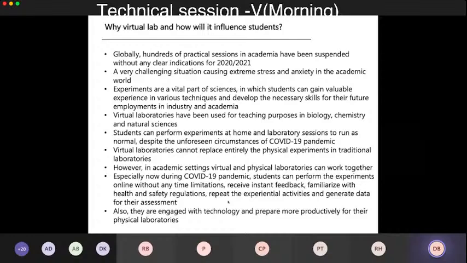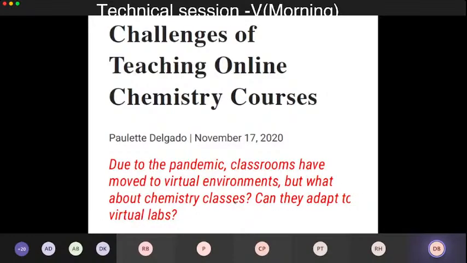That is a news item in Chemical and Engineering News, an ACS newsletter from the American Chemical Society, about the challenges of teaching online chemistry courses. Online chemistry courses are very difficult because there are a lot of things involved. We cannot simulate everything. We cannot simulate the synthesis process online. We have to optimize various parameters, temperature, humidity, many things. So for that, we need to go for a software developer.